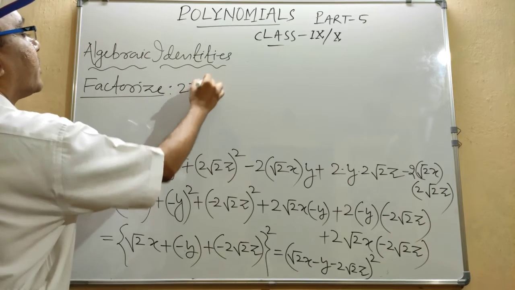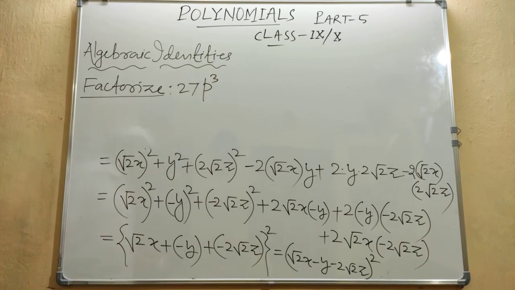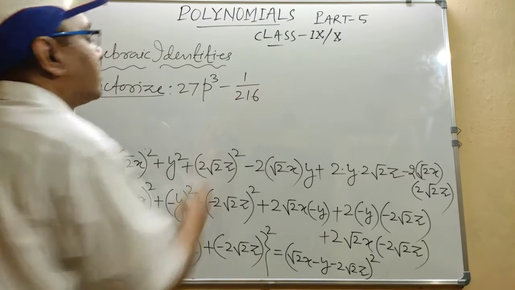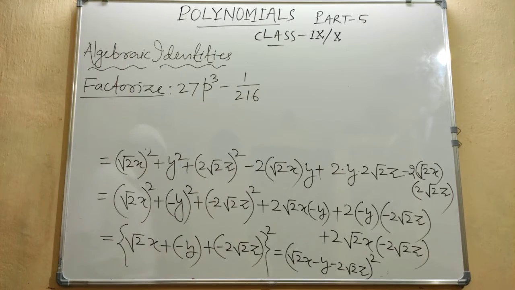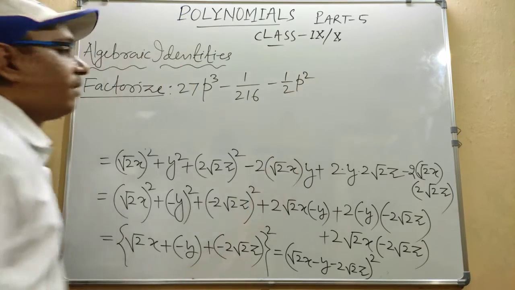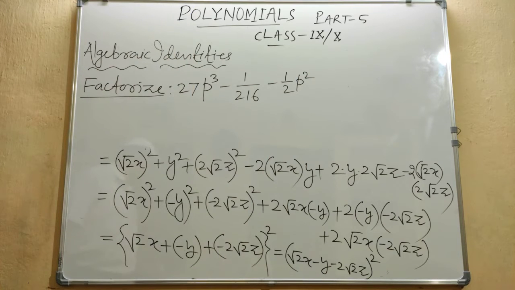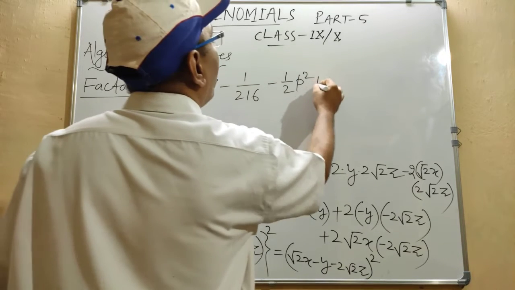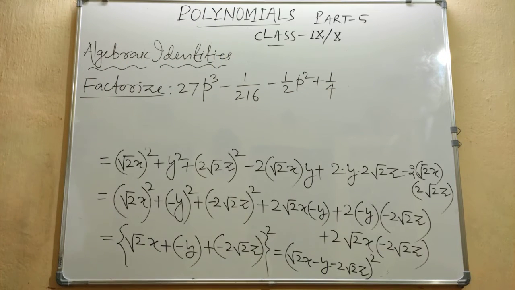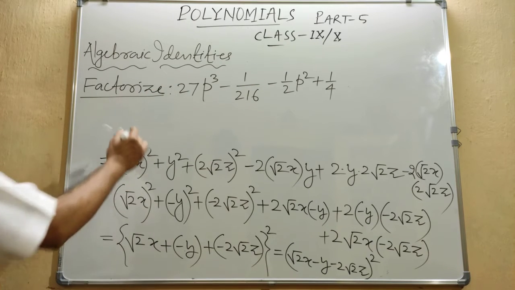27 p cube minus 1 by 216 minus 9 by 2 p square plus 1 by 4. Yes, we have to factorize this. P cube is given.